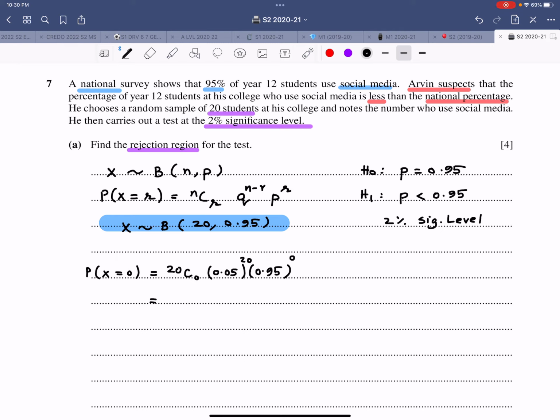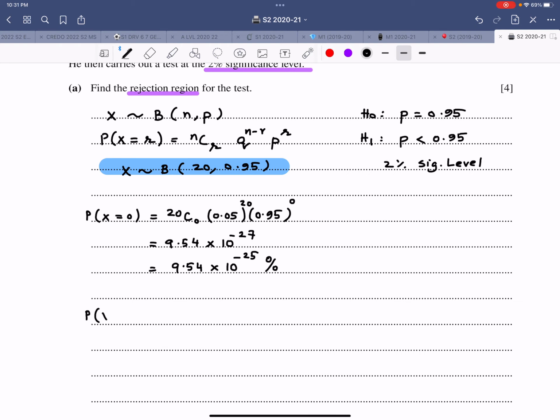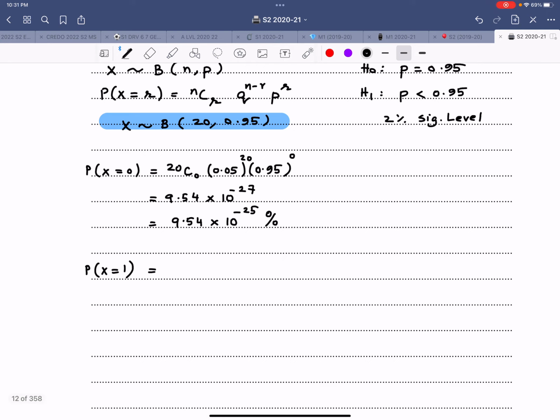0.05 raised to power of 20. Guess how small the answer is? That is 9.54 times 10 raised to power of minus 27. That's too small. If I calculate the other value, probability x equals 1, that is more or less in this range. That means what needs to be done? These values would be too low. So let me start from the other side and do some subtraction.